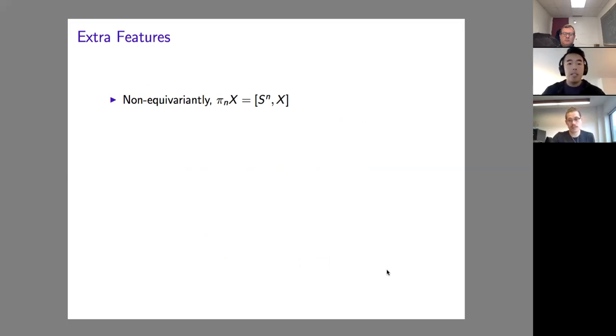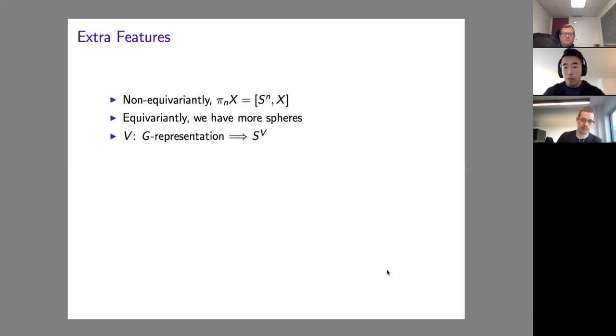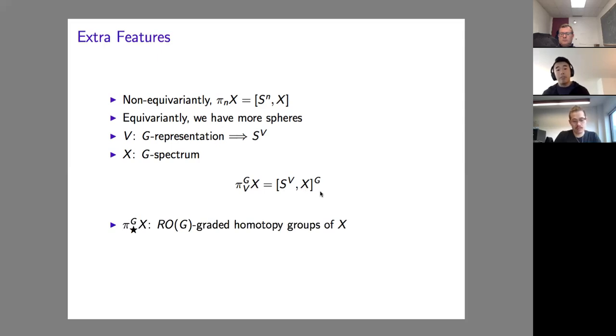There's another extra feature. Non-equivariantly, by pi n of X, we mean the homotopy classes of maps from Sn to X. Equivariantly, however, we have more spheres. We have the representation spheres. So if V is a G representation, then I can take its one-point compactification to get a representation sphere SV. And if X is a G spectrum, I can define pi V G of X to be the G-equivariant maps from SV to X, modeled by homotopy. So this gives me more grading inside a homotopy group. I can choose any RO(G)-graded representation I want. I can choose any G representation, and I'll get a corresponding homotopy group. And all of these homotopy groups form this pi big star of X, which is the RO(G)-graded homotopy group. So it has more grading in it.